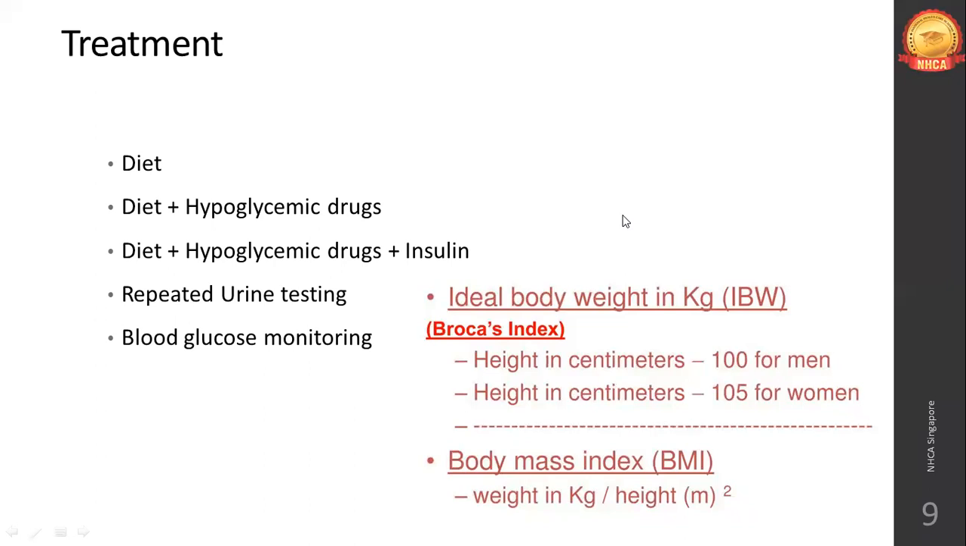And BMI is the body mass index: weight in kilograms divided by height in meters squared. Convert the height from centimeters to meters, and you have to find the square of it. That will be the denominator. Weight in kg will be the numerator.